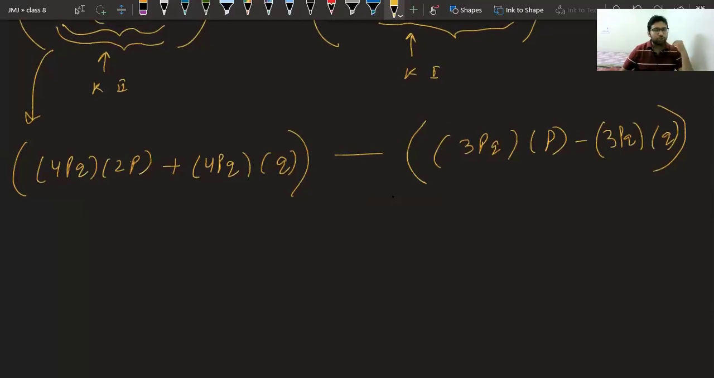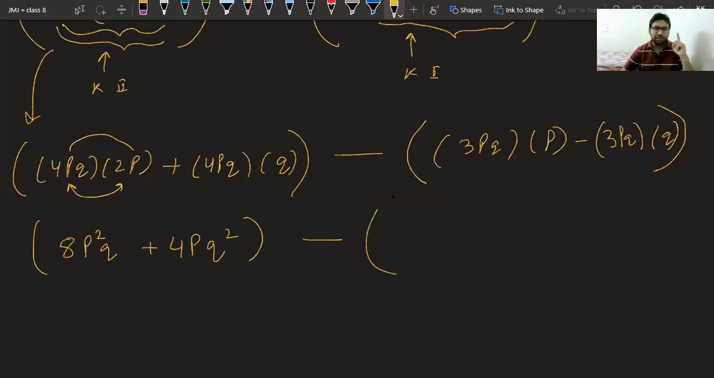Okay, Harshal is giving the answer also. Class, what will we get? 4 into 2, 8, p into p square, q, plus 4 into 1 is 4 only, p is p only, and q square. This is the first resolution, and the minus sign is there. The second resolution is 3p square q minus 3pq square. Now, are you able to understand? Class, am I correct till this point?